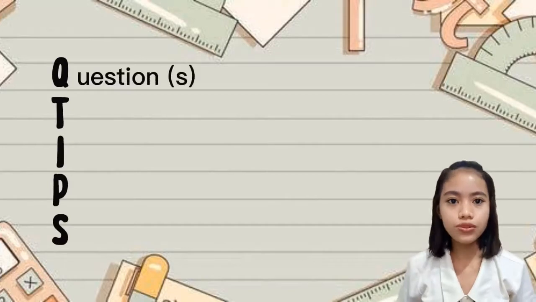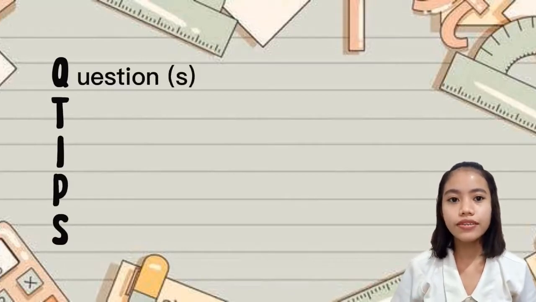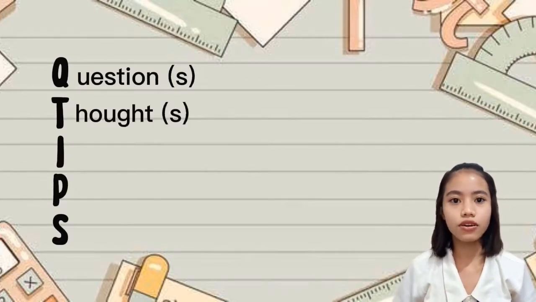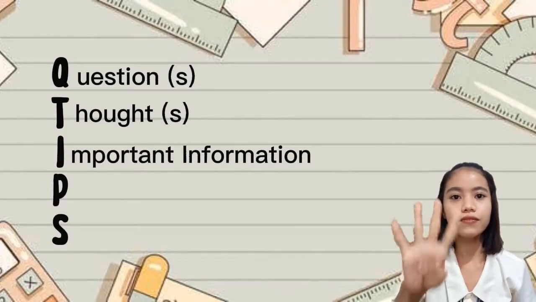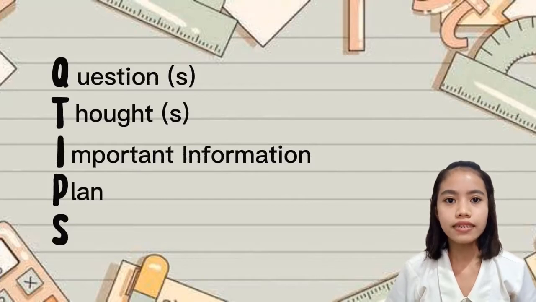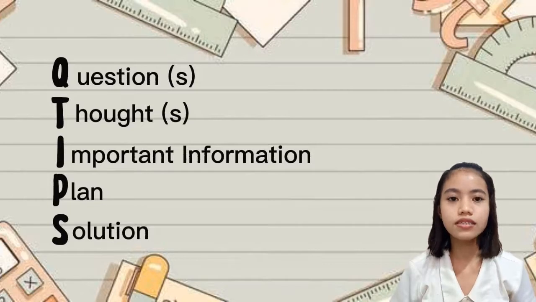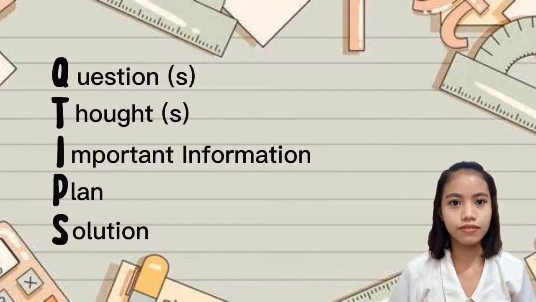The first one is Q, which stands for question. We identify the question that is being asked in the problem. The second one is thoughts. This is the operation that we are going to use to get the answer. The third one is the important information. This is the given numbers stated in the problem, or sometimes the clues. And the fourth one is the plan. This is the strategy in solving the question. And the last one is the solution. It is the response to your strategy and to the problem's question.